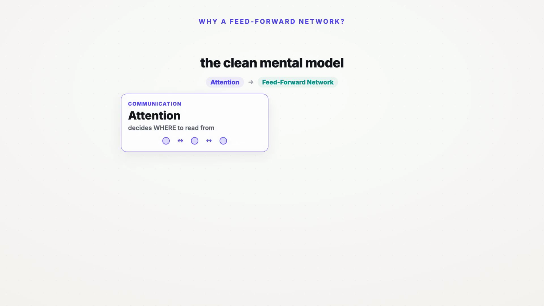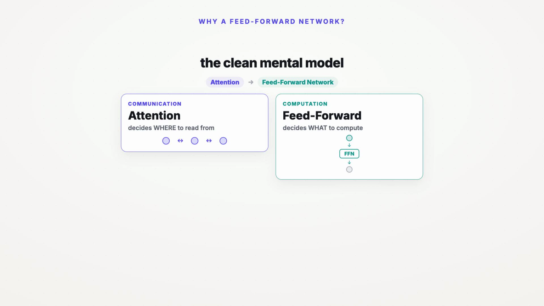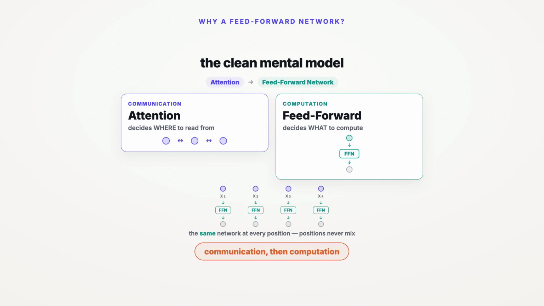After attention, every block has a feed-forward network, and it solves a completely different problem. Here's the clean mental model. Attention decides where to read from. The feed-forward network decides what to compute with what it read. Attention moves information between tokens. The feed-forward network works on each token alone. The same little network applied to every position, never mixing them. You need both, communication, then computation.